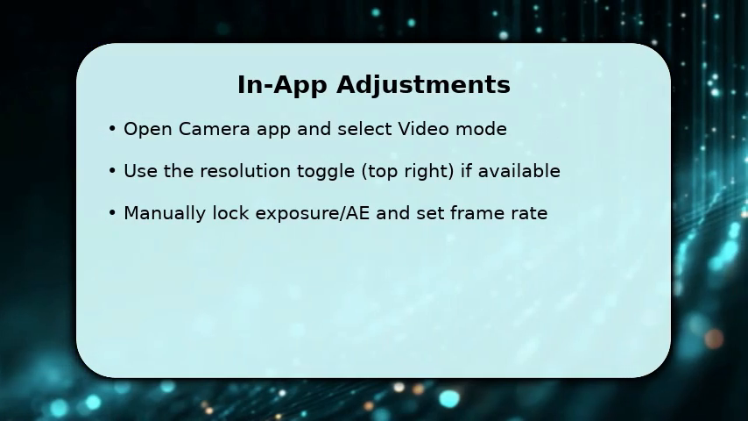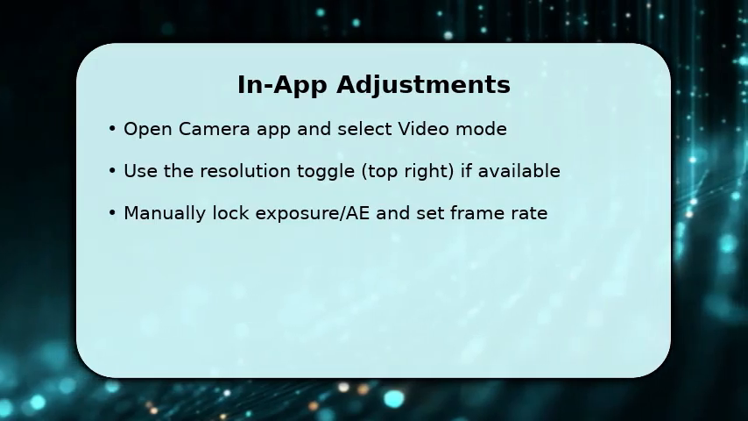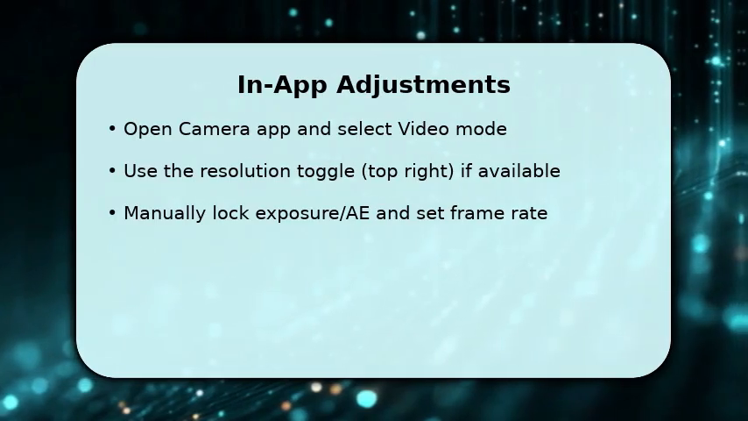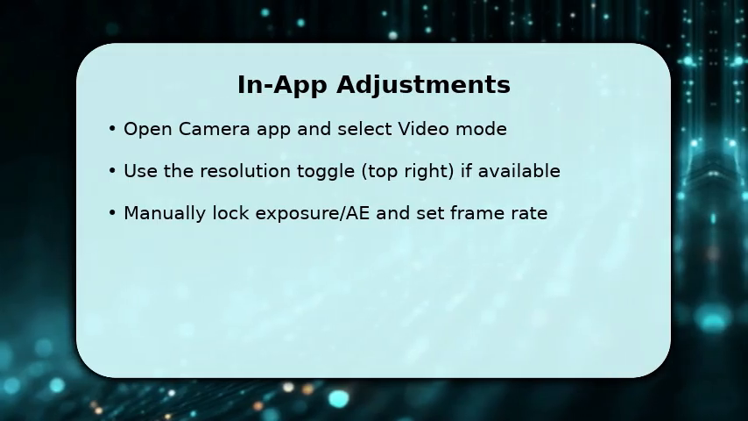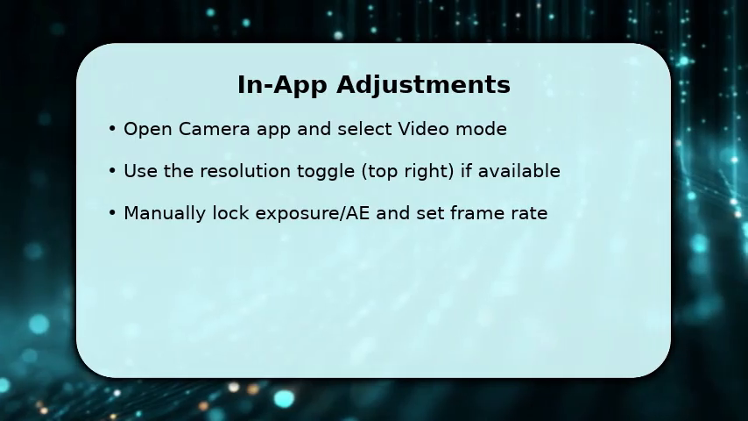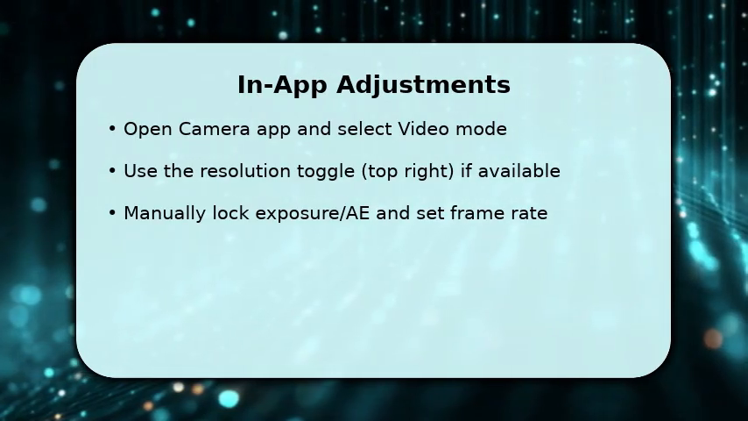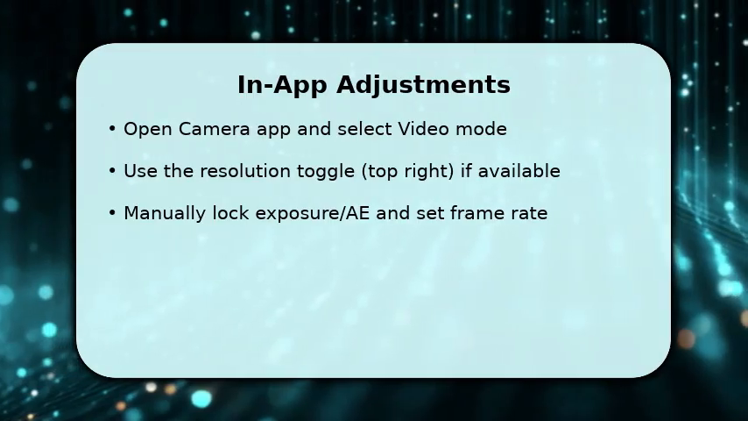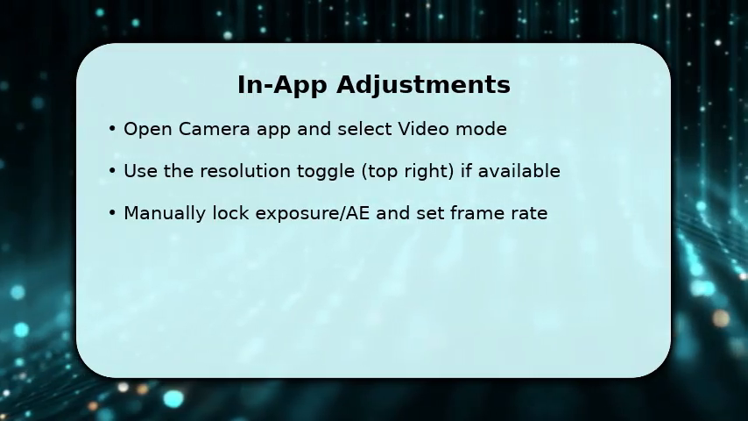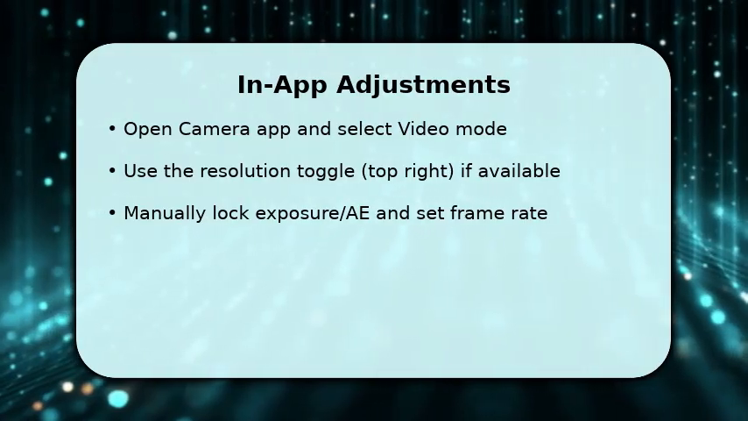Now inside the Camera app, swipe to Video mode and look for the resolution/frame rate indicator, sometimes at the top or near the record button. Tap it to cycle supported presets if your model exposes that control. Make sure to lock exposure and focus by pressing and holding on your subject until AE/AF lock appears, because exposure shifts affect perceived quality. If you need smoother motion, select a higher frame rate.